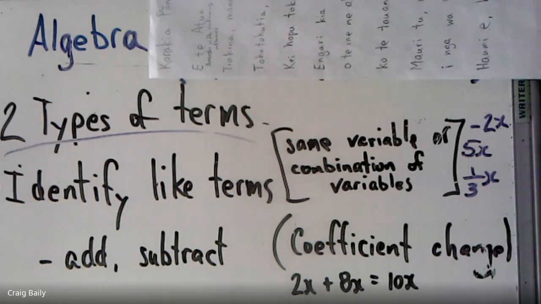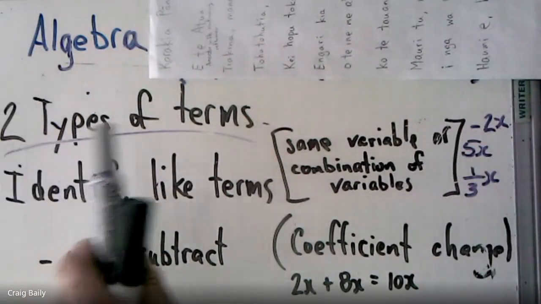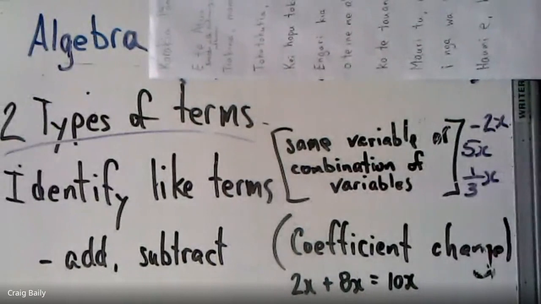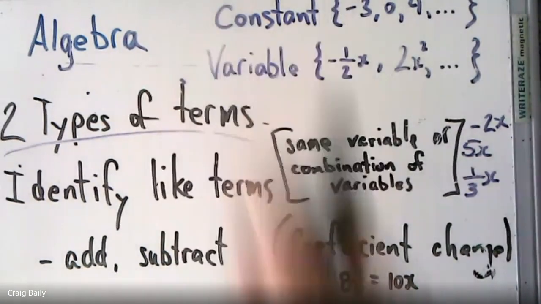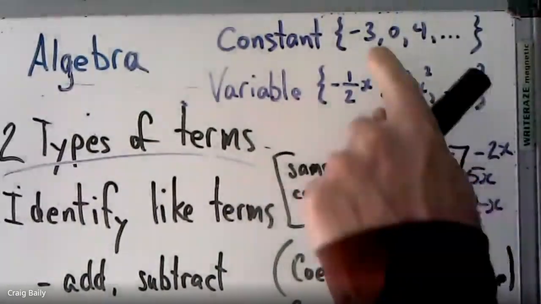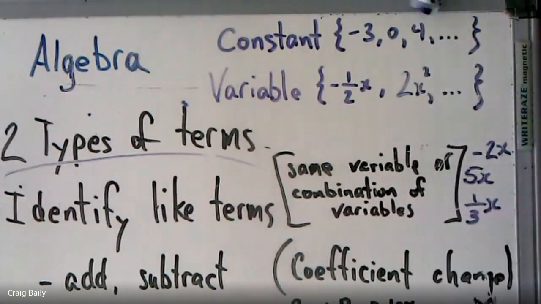So, in this talk, we're going to be talking about some of the basics of algebra, starting with the two different types of terms we're going to work with. There's constant terms, which are just numbers. Things like -3, 0, and 4. Those are all examples of constant terms.